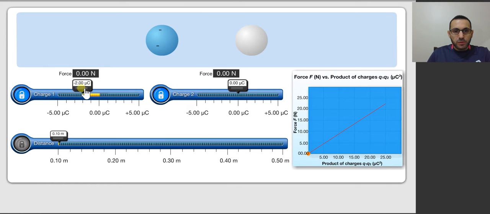If I move this to the left, I give it a negative charge. If I move it to the right, I give it a positive charge. The same for this one, negative, positive. Okay. Also here I have the distance. I can control the distance as well.